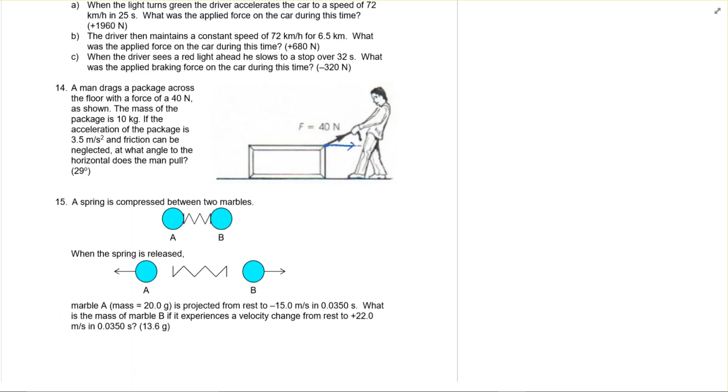Okay, 15. A spring is compressed between two marbles. Then when the spring is released, marble A, and they tell us the mass, is projected from rest to negative 15 meters per second in 0.0350 seconds. So really, we're after an acceleration here, right? They've given us the info for an acceleration of this thing. What is the mass of marble B if it experiences a velocity change from rest to 22 meters per second in that many seconds? Okay.